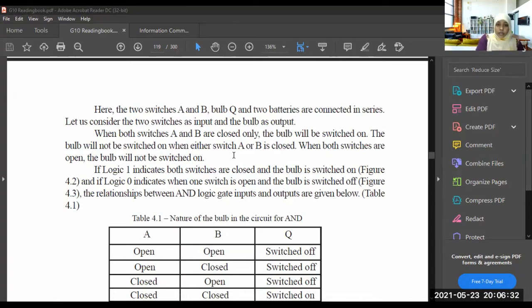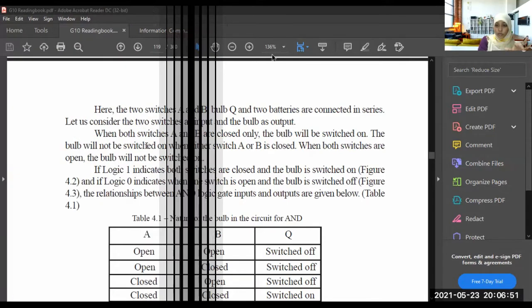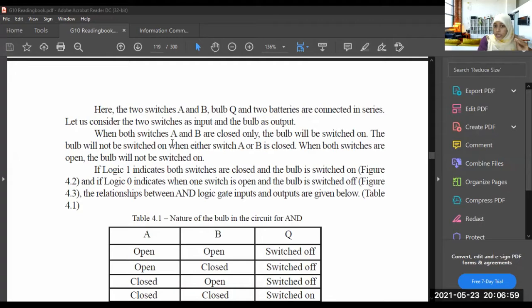Okay, right. So here the two switches are A and B and the Q is the bulb, right? So bulb Q and two batteries are connected in series. Let us consider the two switches as input and the bulb as output. When both switches A and B are closed, only the bulb will be switched on.